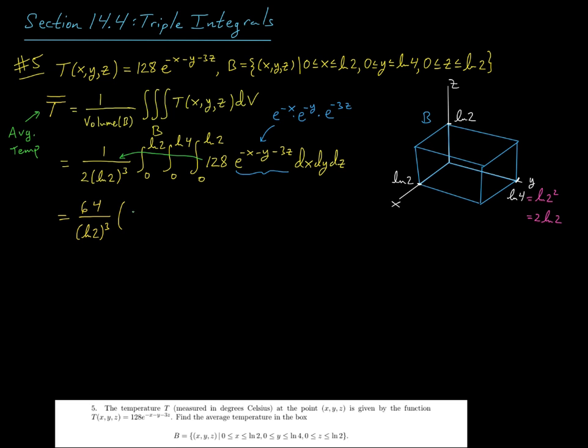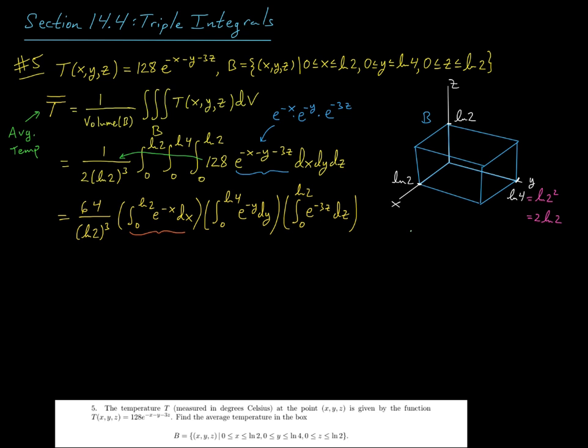Then I'll do the x integral first: the integral from 0 to log 2 of e^(-x). Then we have the integral from 0 to log 4 of e^(-y). And then we have the integral of e^(-3z), and we're letting z vary from 0 to log 2. Okay, so now it's just a matter of computing each one of these single variable integrals, and then we will be done. So let's do that here.